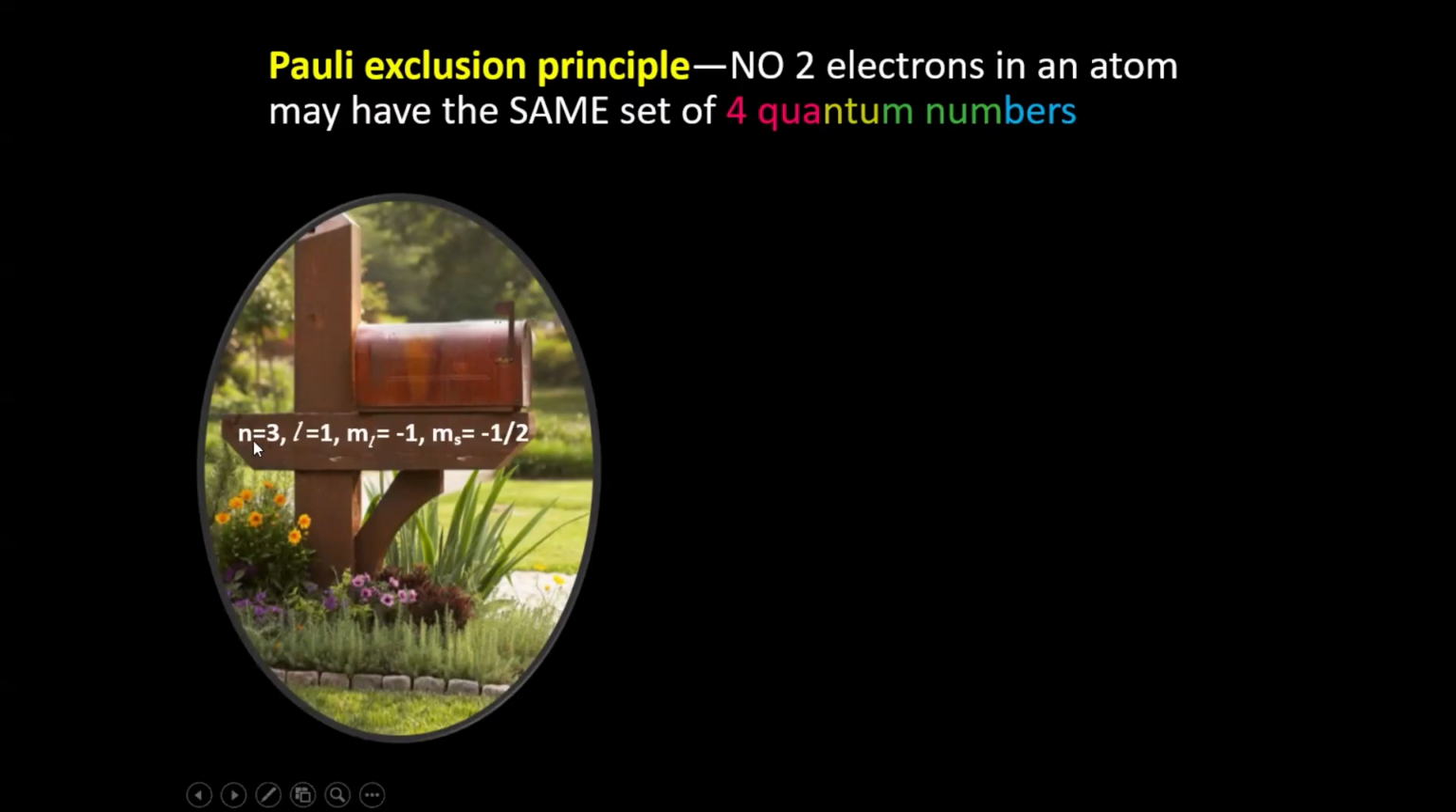N tells us that it's the third energy level. The subshell quantum number L tells us that it's the p orbital. 1 is the p orbital. M sub L is the magnetic quantum number, and this tells us that it is the x-axis. -1 is the x-axis. And M sub S, -1/2, tells us it has the down spin.